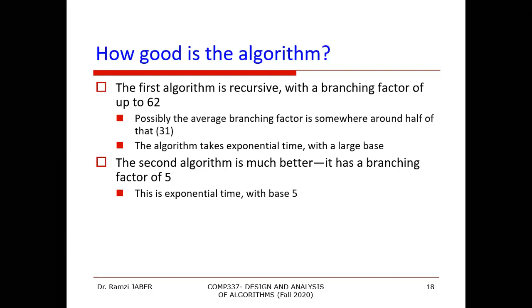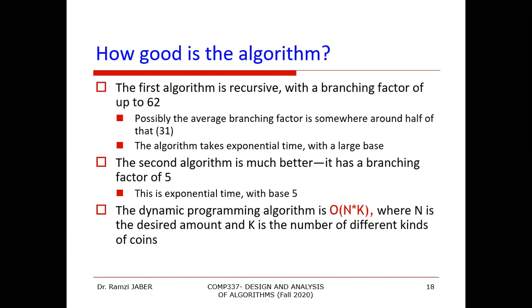So in the second one we get 5 power n, whereas in the first simple or greedy solution we get a very large number, 62 power n. Okay? So we reduced the complexity a lot, but it is still exponential. Whereas when we solve it the dynamic way, starting from bottom to up, we solve it in order nk, where n is the desired amount, and k is the number of different kinds of coins, also constant.